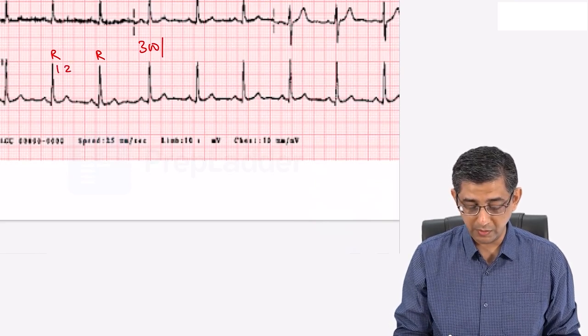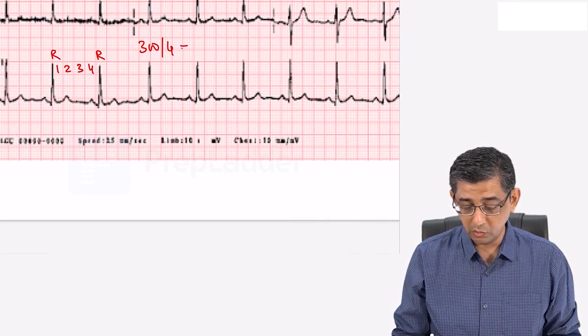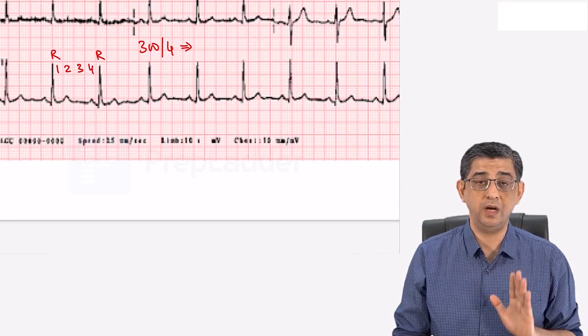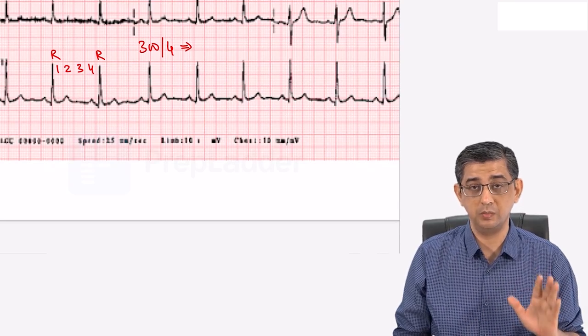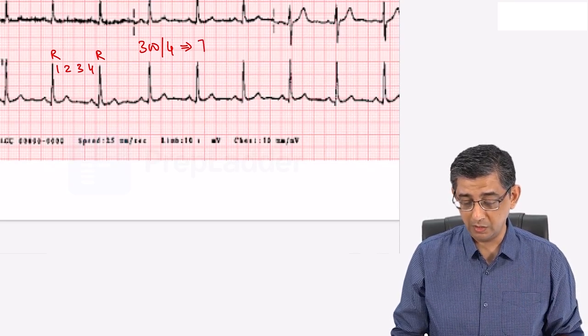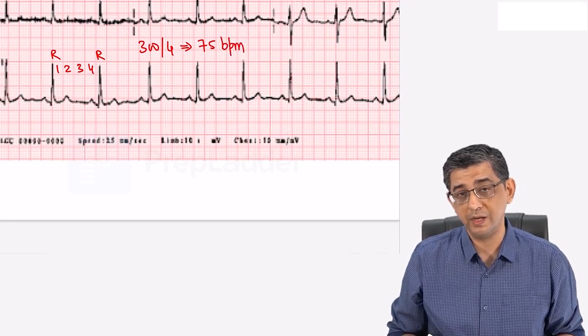Let's count the number of squares here, that there are 4 large squares. While I'm writing it, I want to highlight that the only time I'm asking you to count large squares in the ECG is for the heart rate. Everything else is going to be the small squares. In this particular case, the heart rate is turning out to be 75 beats per minute. So now we will calculate the axis.